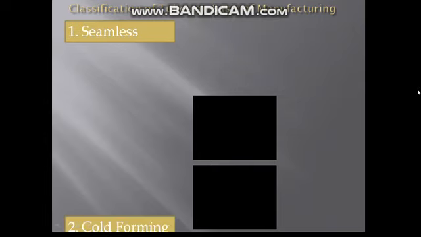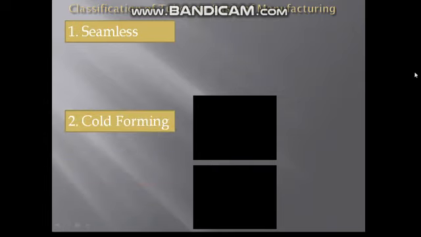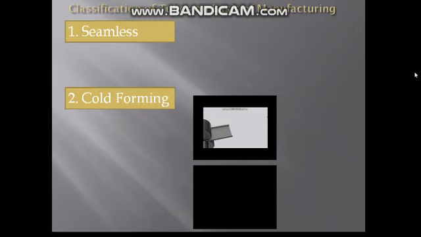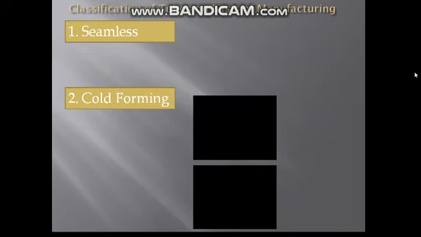Next stage we have is cold forming process. In this process, tubes are formed from plain metal sheet by rolling it in a rolling die. And final stage, we do welding of the tube.